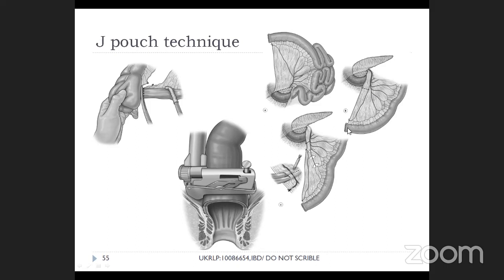This length of the mesentery helps the ileum, which is going to form the pouch, to reach the perineum. The most important thing, as I said, is to transect the ileocecal artery, and there's a mesenteric incision which lengthens the mesentery.